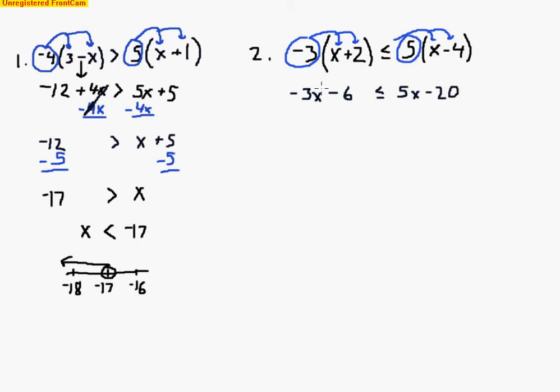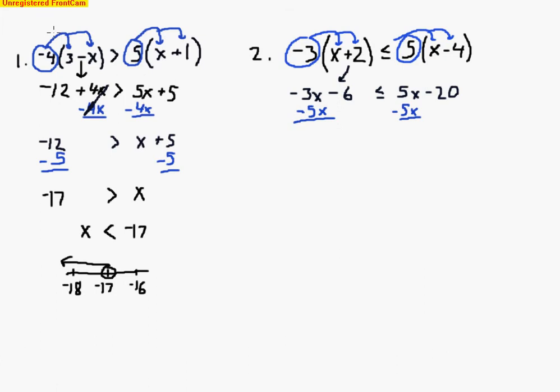So again, some things to watch for are the signs. The negative 3 multiplied by the positive 2, watch that sign, it ends up changing because a negative times a positive makes a negative. So from this point, we need to isolate the variable. The way we're going to do that is we're going to move the variable so it's on the same side of the inequality signs. So we're going to go ahead and subtract this 5x from both sides.